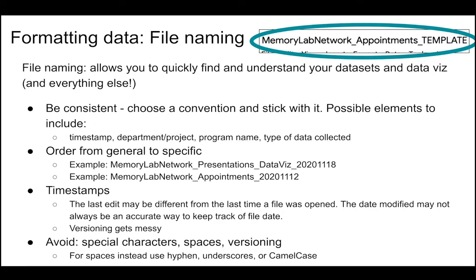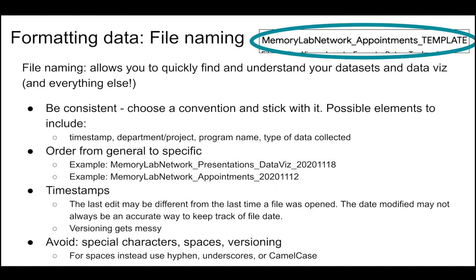And last, I want to mention file naming practices as a surprisingly powerful way to help you quickly find and understand any of your files. Like with headers and values, pick conventions that make sense for your organization and stick with it. There's lots of elements that can improve the sorting and findability of a file, like adding in a department or project name and a full timestamp.